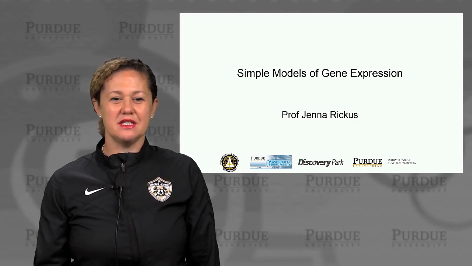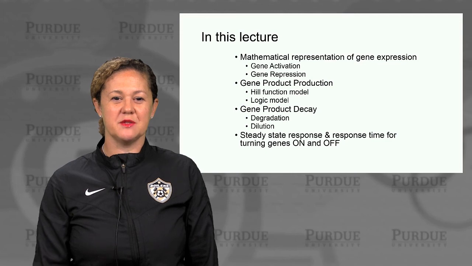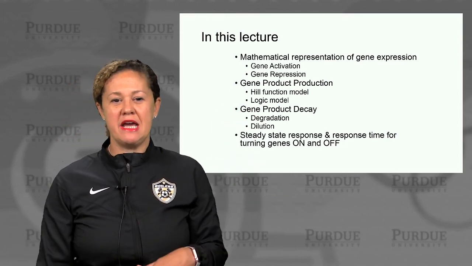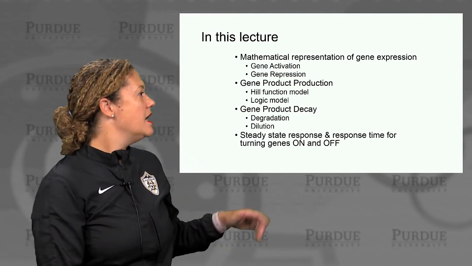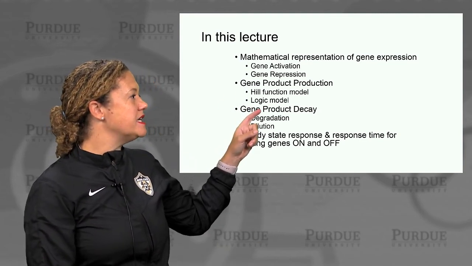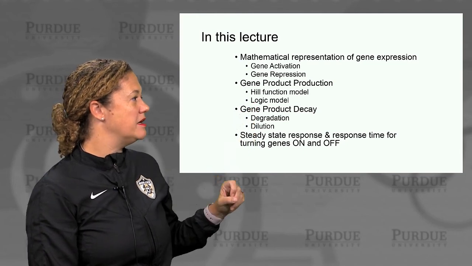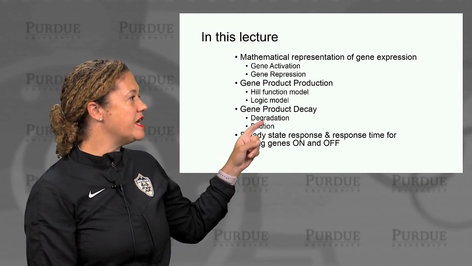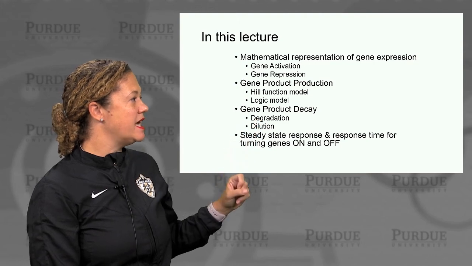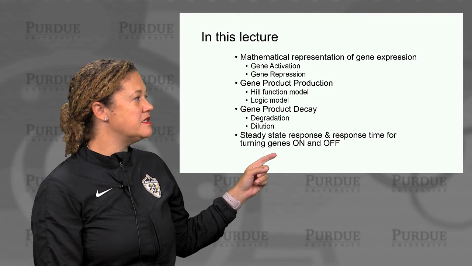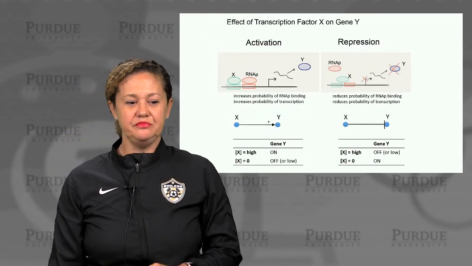In this lecture, we're going to take a look at a simple model of gene expression. So we'll look at a mathematical representation of both gene activation and repression. And then we'll look a little bit more closely at gene product production, and specifically Hill function models and logic models. We'll also then look a little more closely at product decay and the steady state response and response time for turning genes on and off.